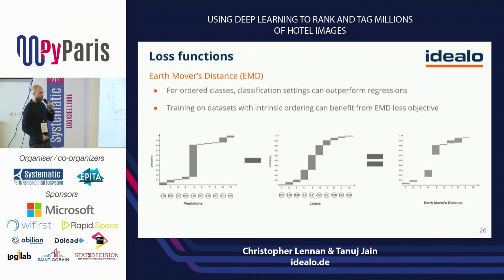With the Earth mover distance, we can make the distinction that a prediction of 4 is not as bad as a prediction of 10 if the true score is 5. So in order to achieve this, we basically just take the difference of the discrete CDFs of both the predictions here on the left and the labels. And then we just square the difference and sum it up.